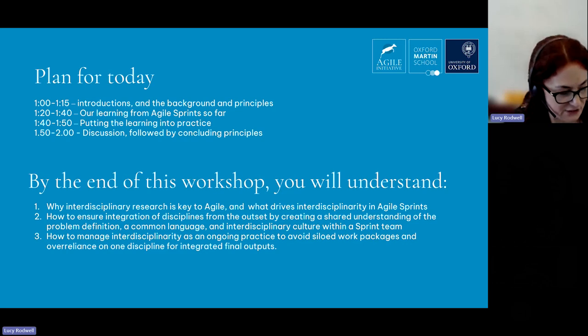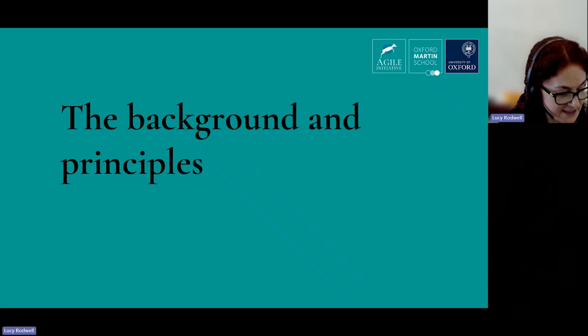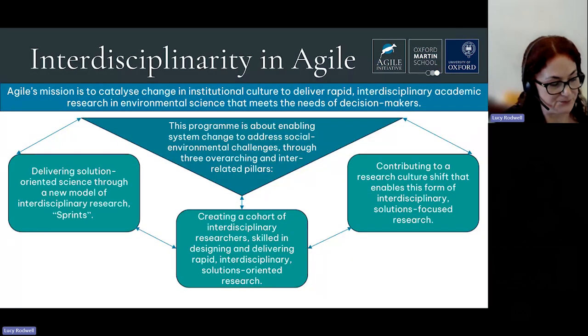Okay, so I'm going to move on to the first section, which is the background and principles. This is going to cover what drives interdisciplinarity in Agile, how it's conceptualized, and the key interdisciplinary research challenge in Agile sprints. So this slide effectively charts the relationship between the overarching mission, how that's conceptualized via the pillars, which for those of you in the know were previously referred to as the goals and are essentially the work packages within the programme. What you can see from this little diagram is that interdisciplinary research is integral to each of these pillars. The one this workshop focuses on is sprints.